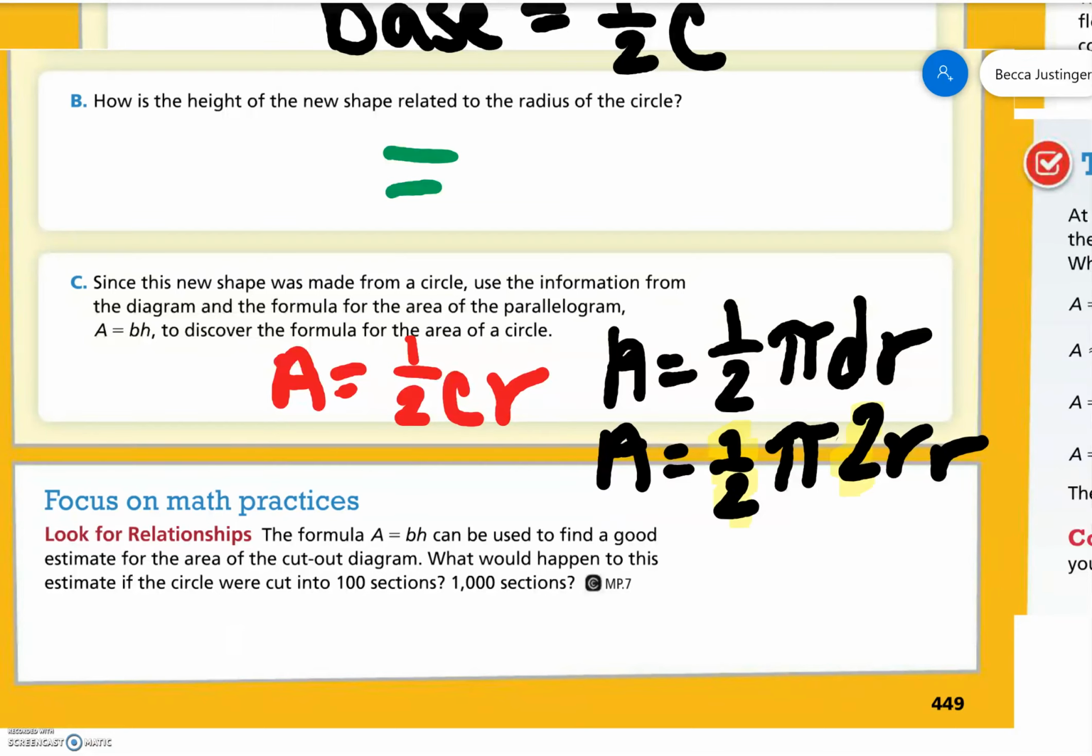1/2 times 2 cancel each other out because that becomes 2/2, which is 1 whole. So then area equals pi, and r times r is r squared. So this is the formula for area of a circle. You know how we have cherry pie delicious? Well, guess what? Apple pies are too.